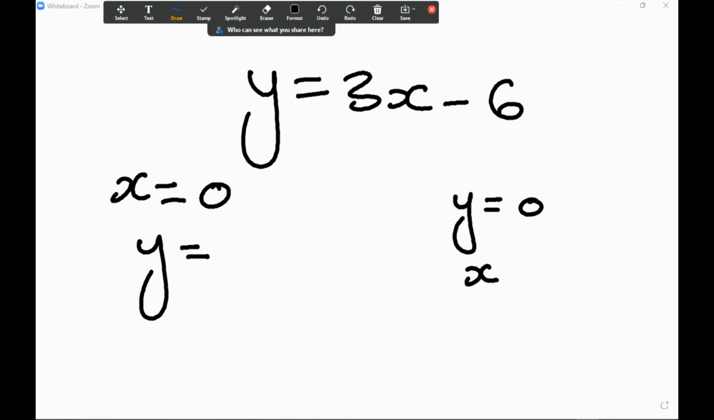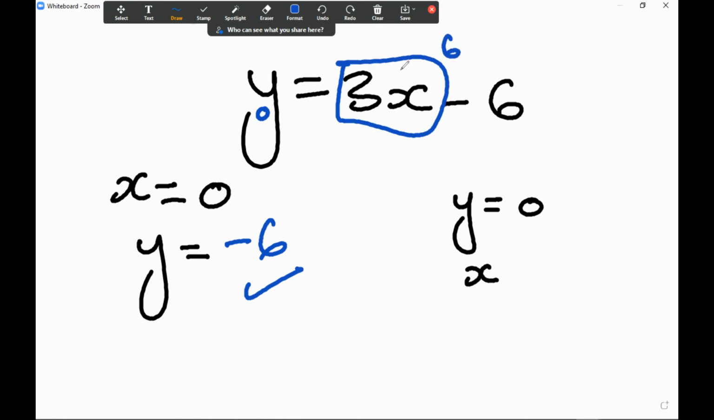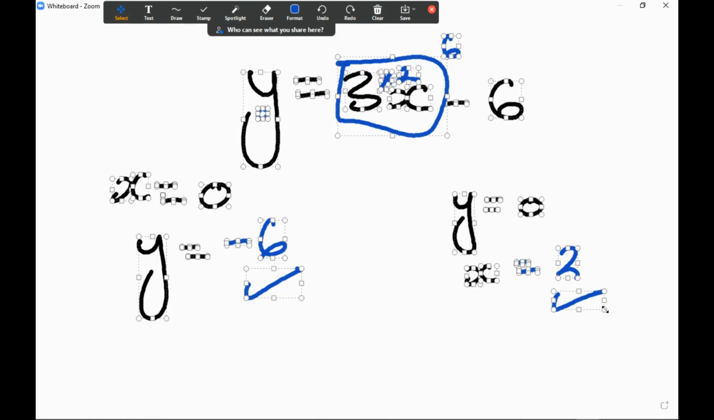All right, I got x equals 2 coming through and y equals negative 6. When x is 0, y is negative 6. So well done to everyone who got that. When y is 0, this number needs to become 6. So this number needs to become 2, because 3 times 2 is 6. So this will be 2. So well done if you got 2 and negative 6. Now keeping that in mind, I can develop coordinates.